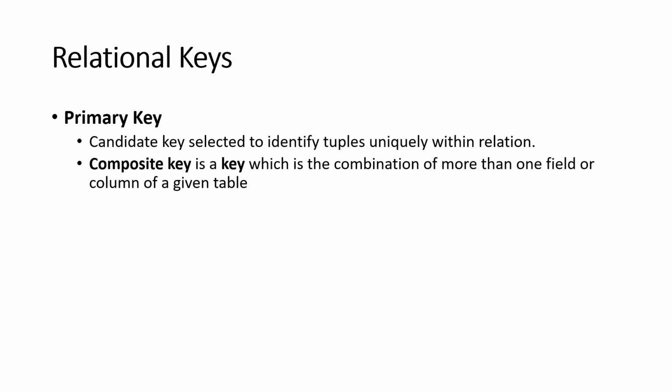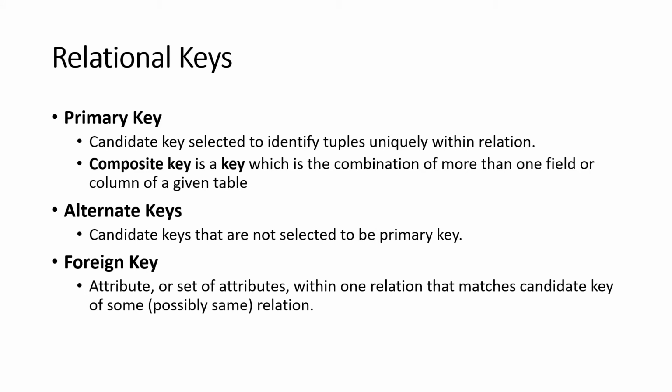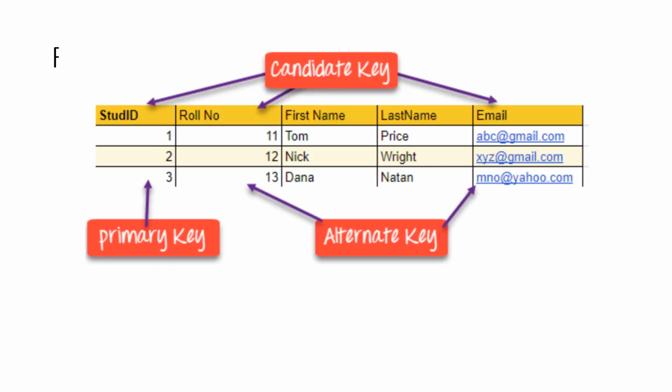Primary key is a candidate key being selected to identify tuples uniquely within a relation. A composite key is a key which is the combination of more than one field or column of a given table. An alternate key is a candidate key that is not selected to be the primary key. And a foreign key is an attribute or set of attributes within one relation that matches the candidate key of some, or possibly the same, relation.